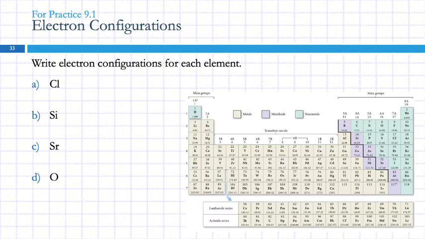So, chlorine. I'm going to find chlorine. There's chlorine. What's the previous noble gas? Neon. And then after neon, what's that? 3, and this is the S block, right? 3s2. And then we're going to come over here.